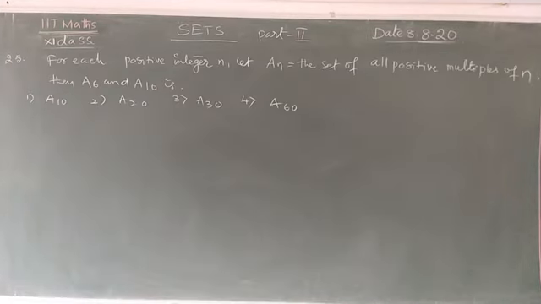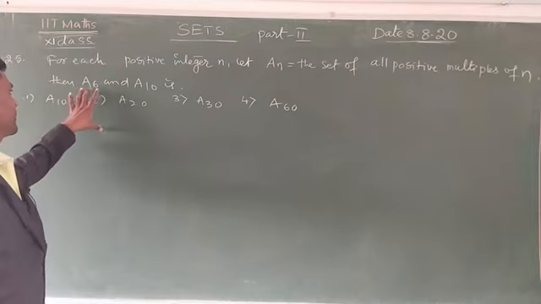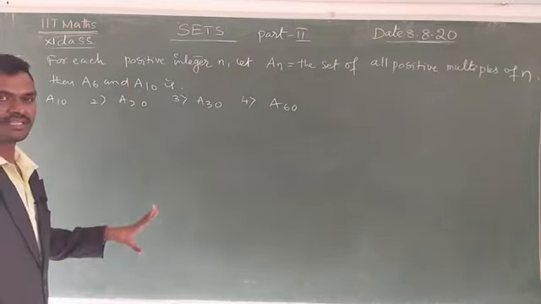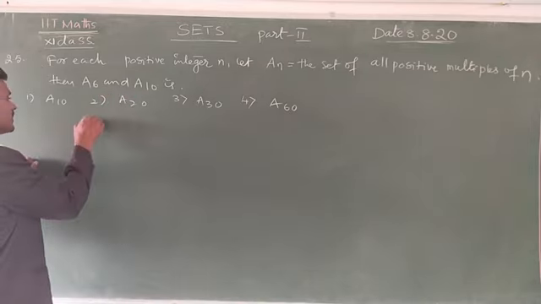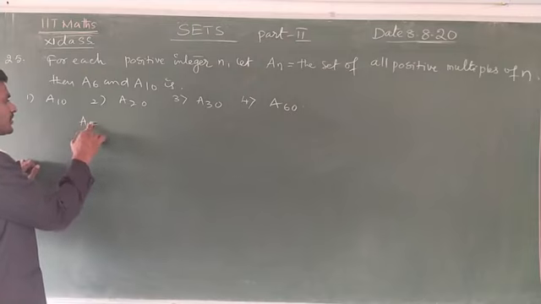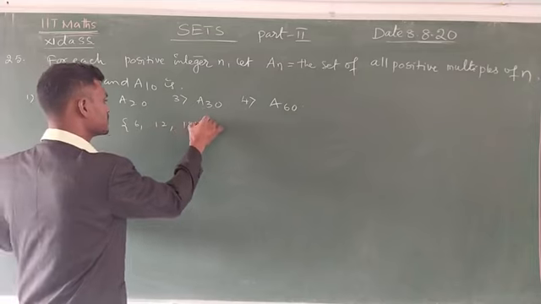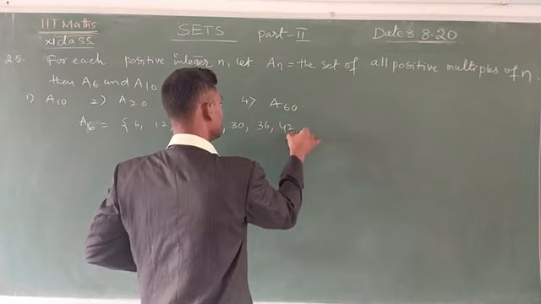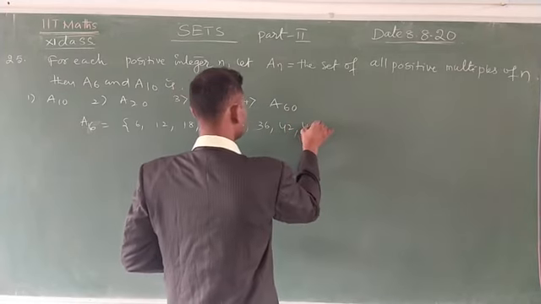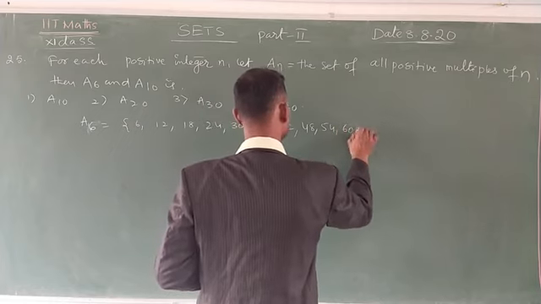Next, 25th problem. For each positive integer n, let An be the set of all positive multiples of n. Then A6 and A10, this is very easy. You have to take LCM. Why? Because here A6 means multiples of 6. 6 1 is 6, 6 2 is 12, 6 3 is 18, 6 4 is 24, 6 5 is 30, 6 6 is 36, 6 7 is 42, 6 8 is 48, 6 9 is 54, 6 10 is 60. Okay, up to 10 you can take here.